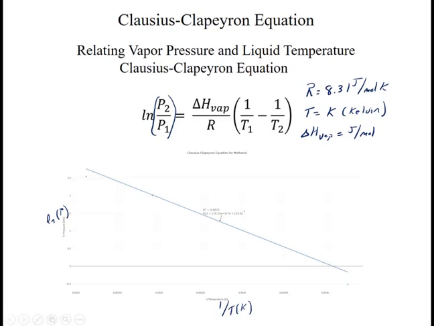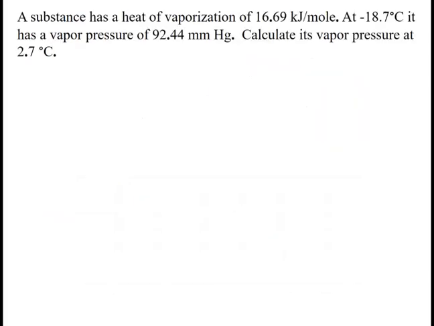So let's do a problem. Now I start out all my problems by reading the question and writing down what the variable is for the question. So it tells me that there's a heat of vaporization that's 16.69 kilojoules per mole. The symbol of that is delta H vap, and it's 16.69 kilojoules per mole. I'm going to write down the fact that I have a temperature, because it's degrees C. That's a negative 18.7 degrees C.